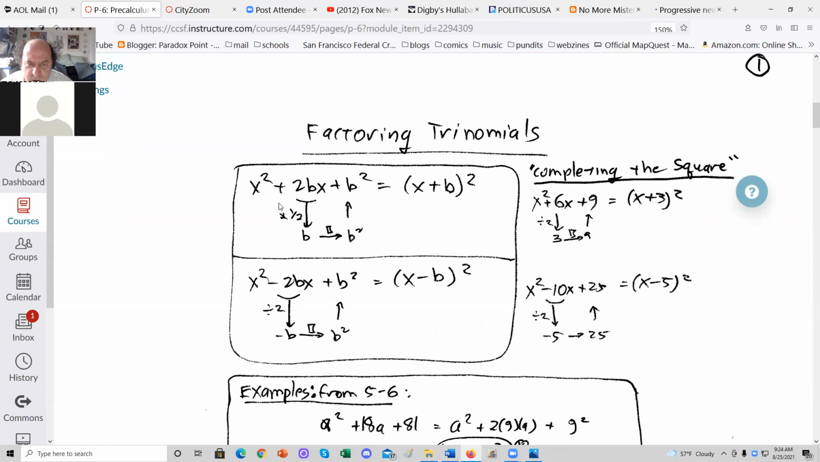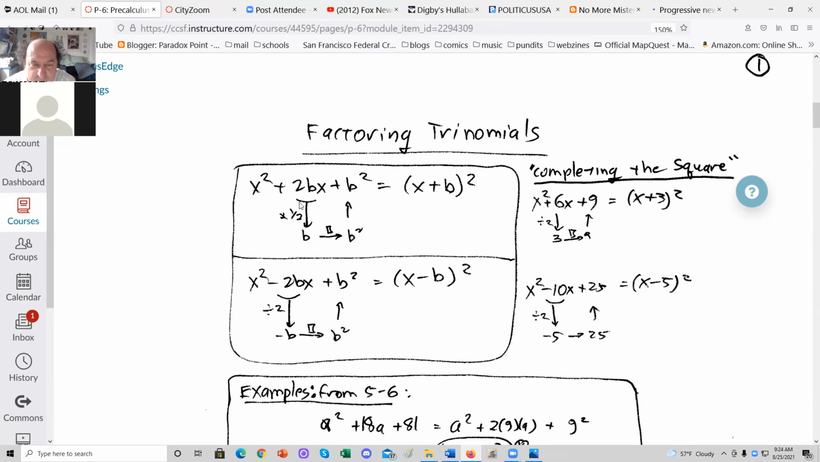Now here we have trinomials, 3 terms. This is the simplest case of what's called completing the square. x squared plus 2bx plus b squared is the square of x plus b. In fact, I went through that in the previous section. A sum squared is square plus twice product plus square, and a difference squared is square minus twice product plus square. That was going from right to left. Going from left to right, you have to be able to recognize that it is a completed square.